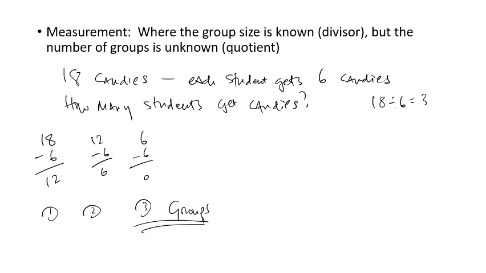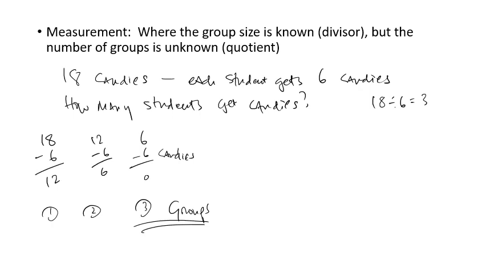We knew the size of each group. Each group was 6 candies. So we just want to know how many groups there were of 6 candies, and we could count that off 1, 2, 3, and find that there's 3 groups. So this is the measurement model.